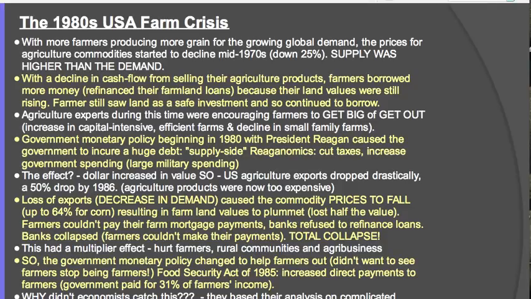And at this time, agriculture experts were saying, hey, this is the wave of the future. You either get big or you get out. These capital-intensive, huge factory farms were a lot more efficient. Small family farms were declining, going out of business, not able to compete. And they're just getting big.